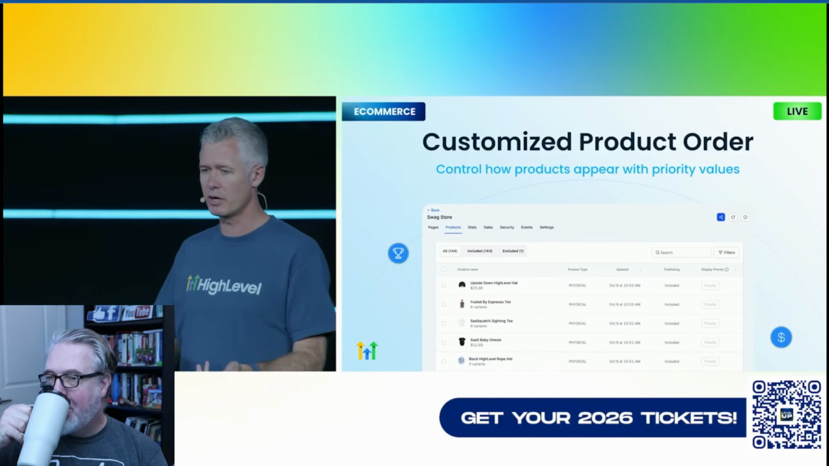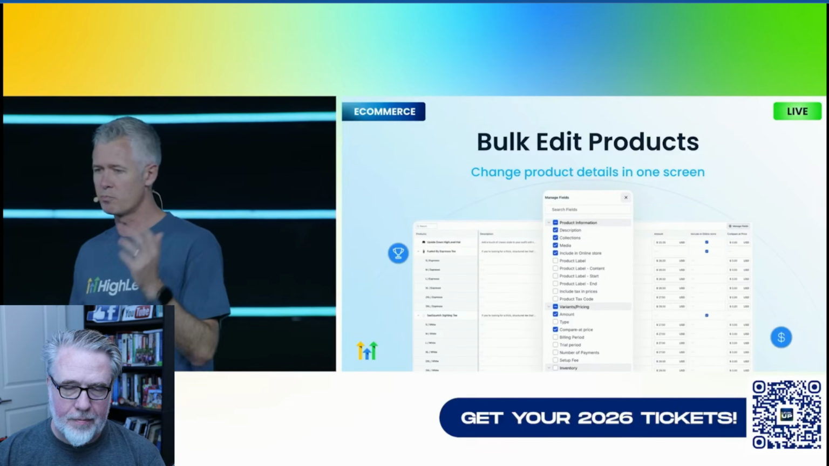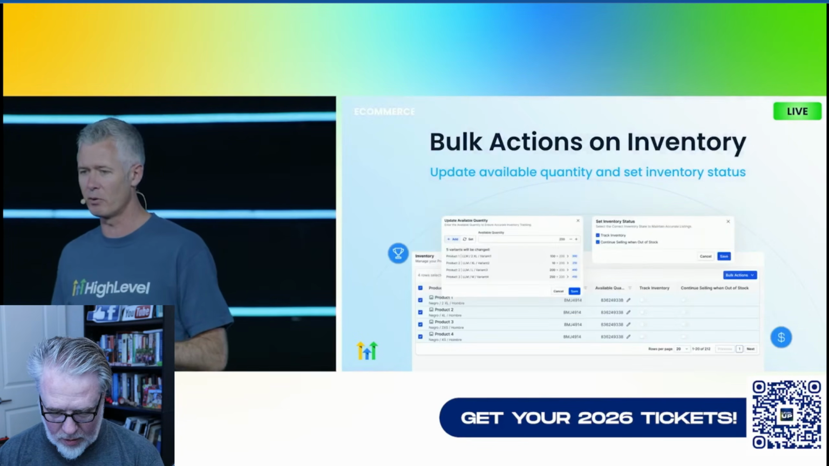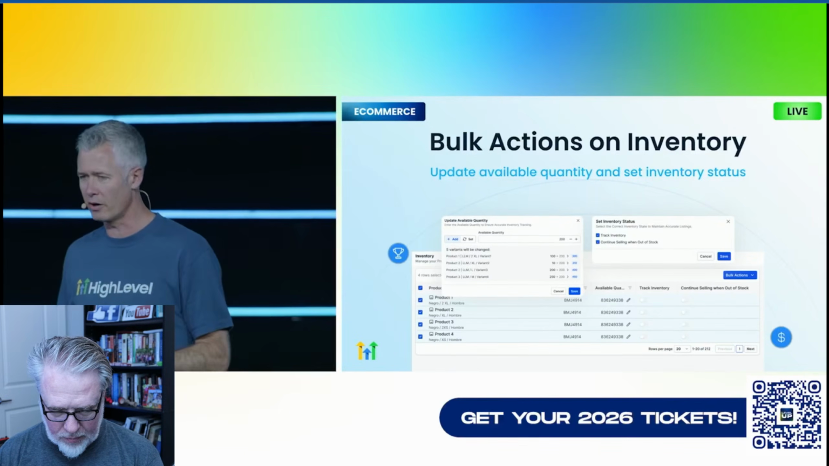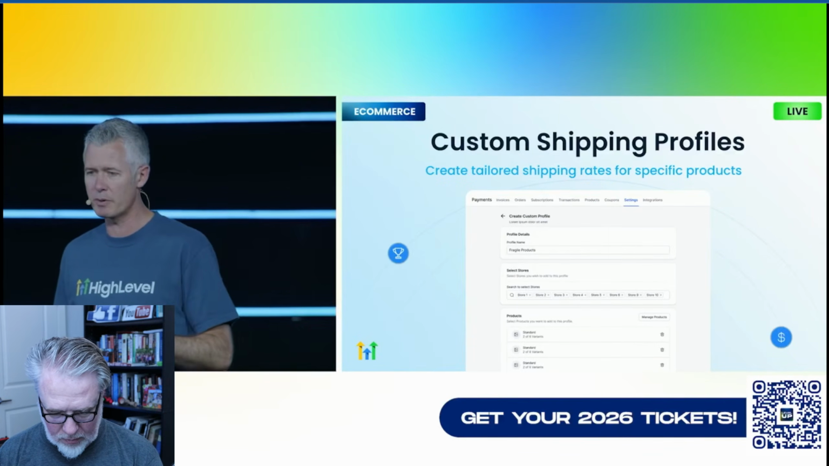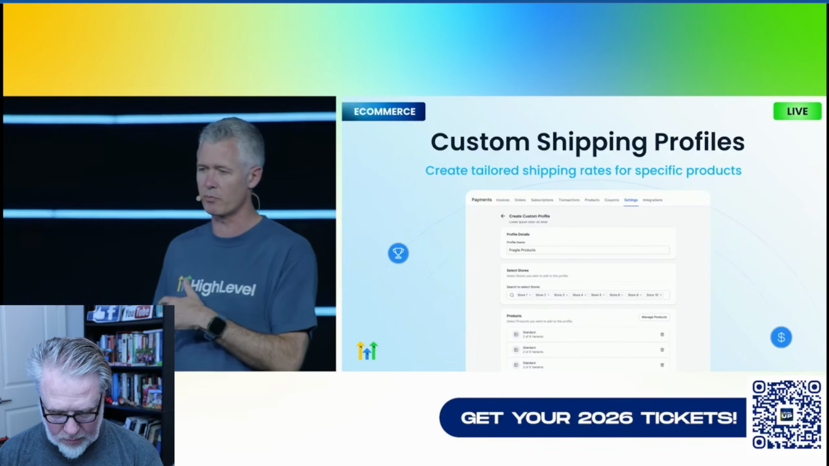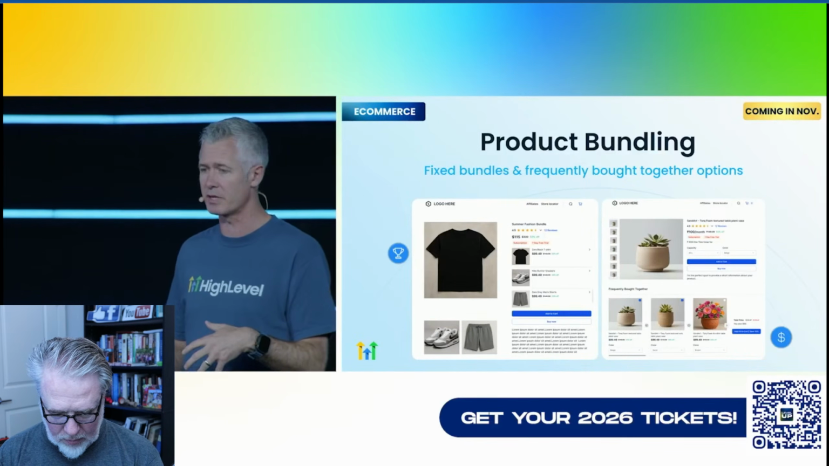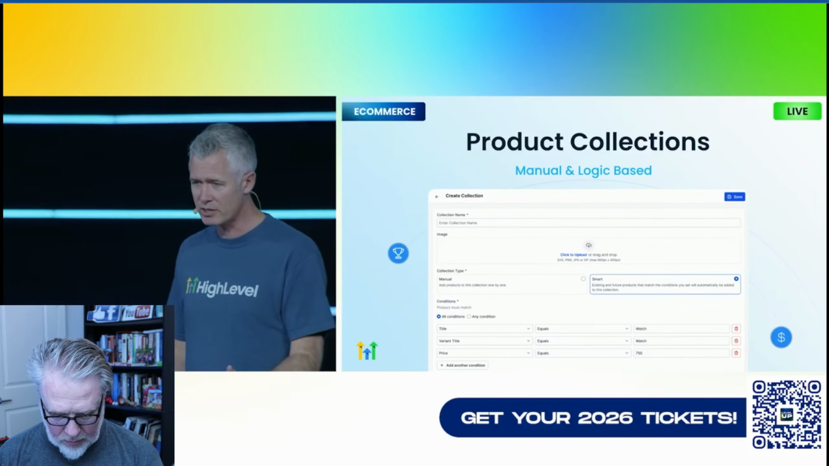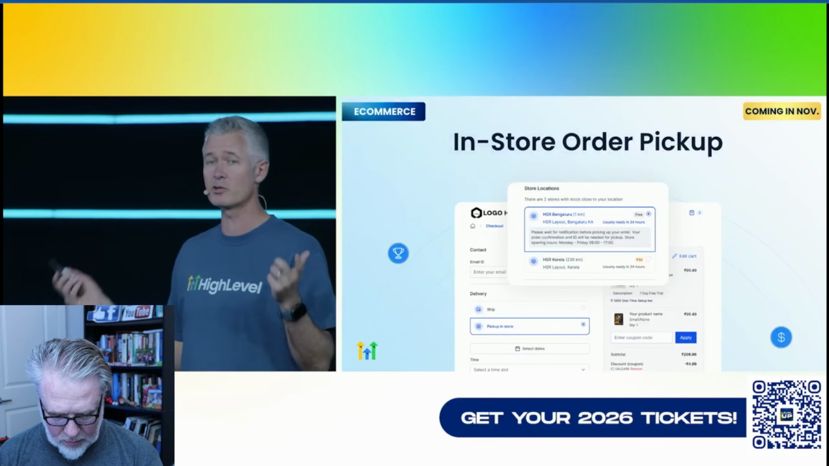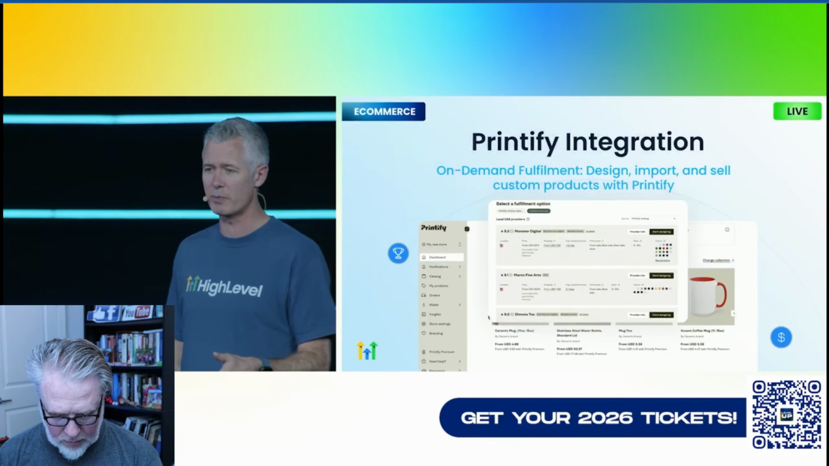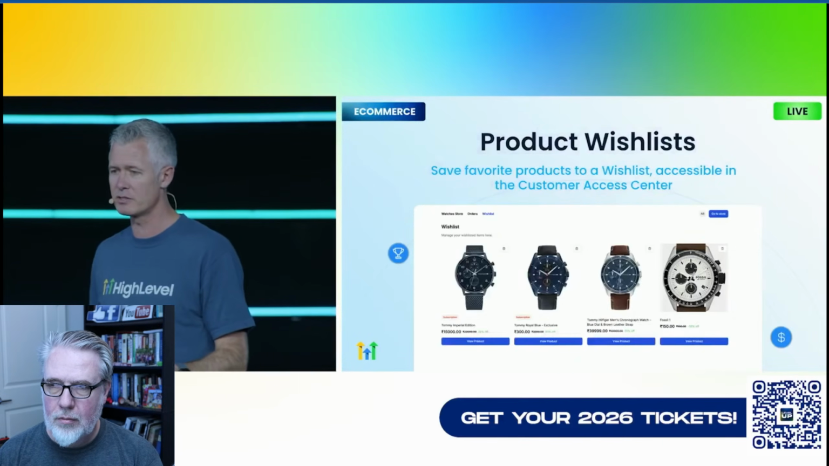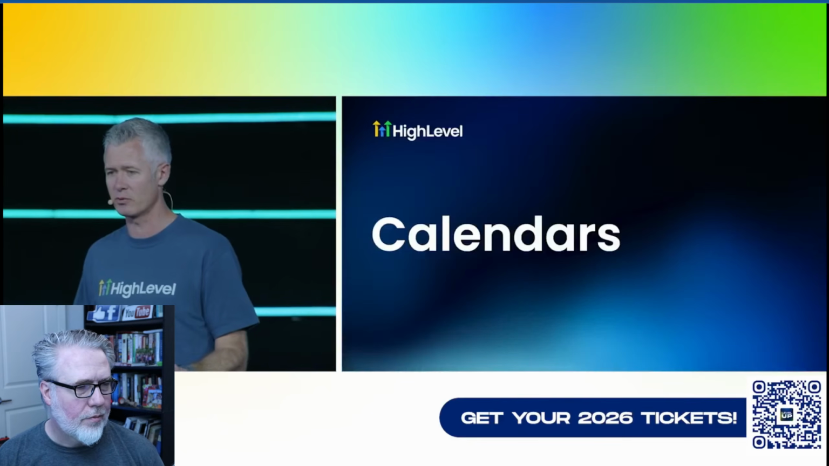Customized product, you can control how products appear with priority values. Bulk edit is there to make that easier. Yeah, there you go. Bulk actions on inventory, on products. Custom shipping profiles, so you can do different rates for different products. Product bundling, so you can actually bundle stuff together, which is cool. Product collections. Also in there, in-store pickup, for anybody who wants to do in-store pickup. Printify integration is there. Custom product pages, product wish lists. We got wish lists, that's cool.